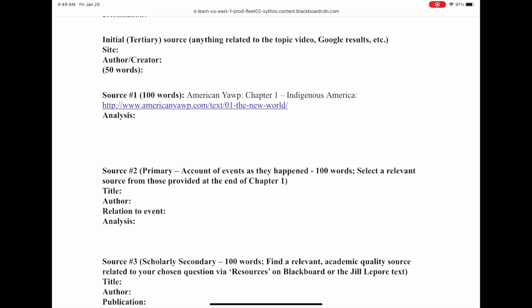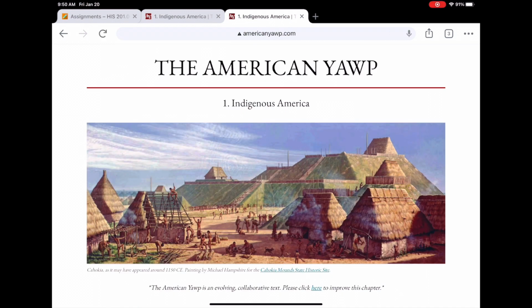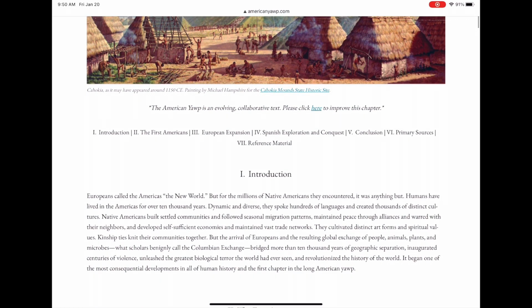The next thing you got to do is head on over to the textbook. You can see there's the link there in the document. You'll open it up and it'll take you to the American Yawp chapter on Indigenous America. When you go down, I think the most important thing you can do is take a look at sections 1 and 5, which are the introduction and the conclusion. You can read the whole textbook, but I think you should take a look at 1 and 5 and then think about your question and maybe read the other sections that are pertinent to that.